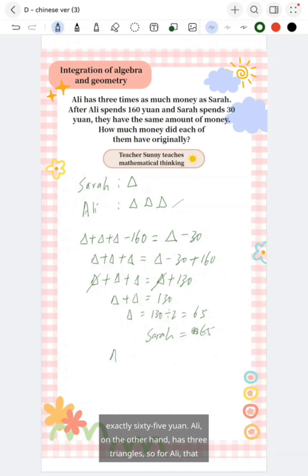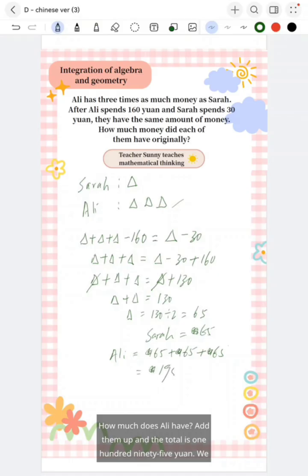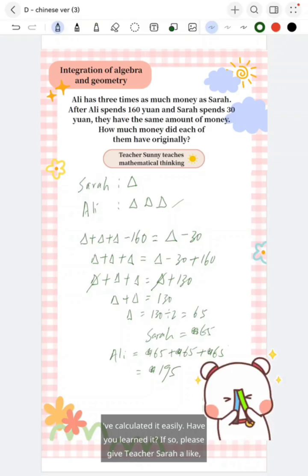Ali, on the other hand, has 3 triangles. So for Ali, that means 3 triangles, that is to say, 3 times 65 added together. How much does Ali have? Add them up, and the total is 195 yuan. We've calculated it easily. Have you learned it?